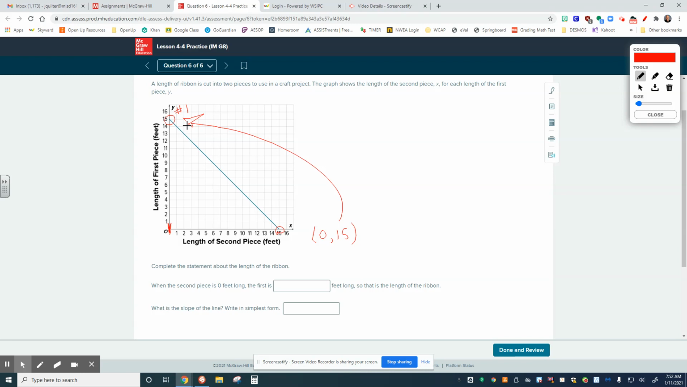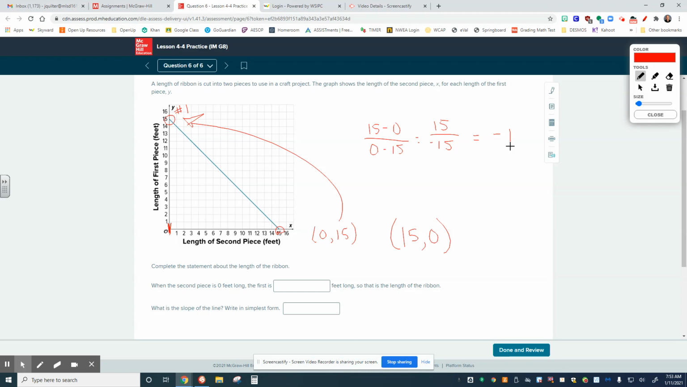But here's what I want to know about the slope. The cool thing about this is I know this is (15, 0). So when I find the slope of this line, I'm looking at a slope that goes from (0, 15) to (15, 0). And the coolest thing about that is I can just go 15 minus 0 divided by 0 minus 15 equals 15 divided by negative 15. Simplify that to negative 1.